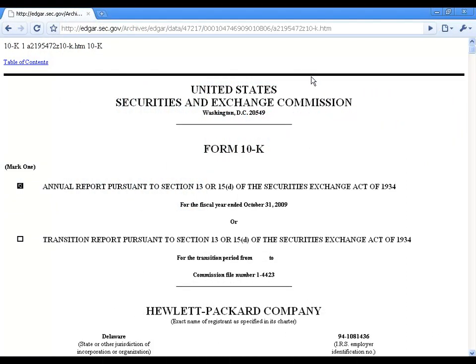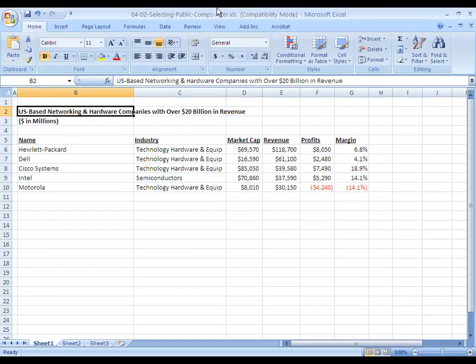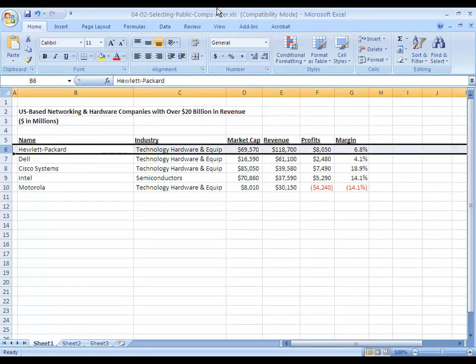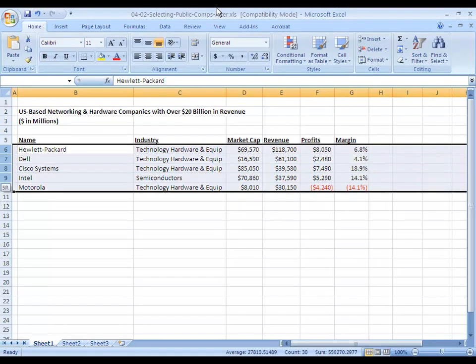In this lesson, you're going to learn how to fill in the appropriate information that we need for using Hewlett-Packard as one of our public company comparables. Just to recap, in the previous video we selected the set of 5 public comps: Hewlett-Packard, Dell, Cisco, Intel, and Motorola.